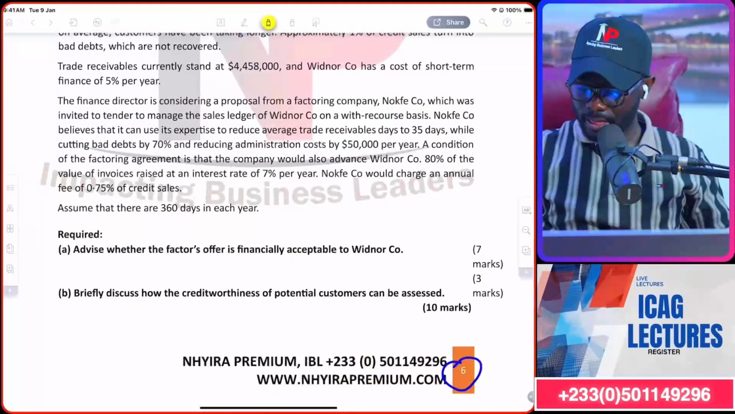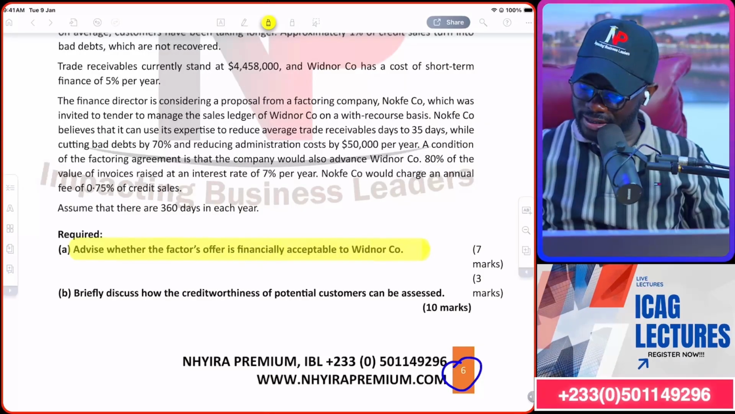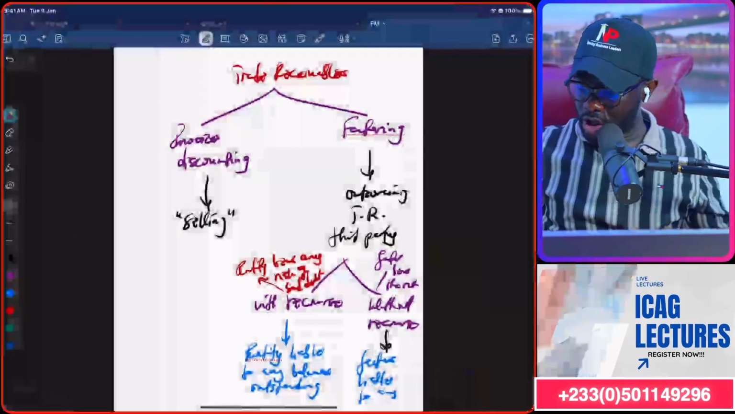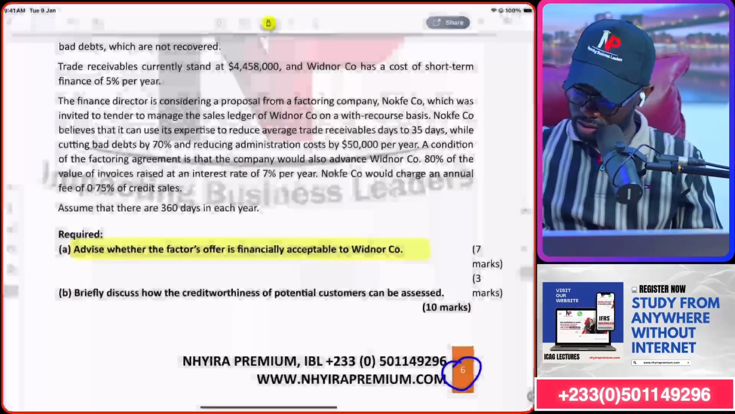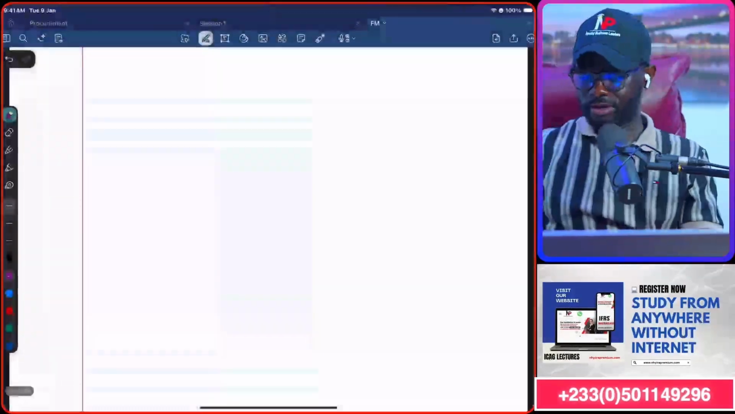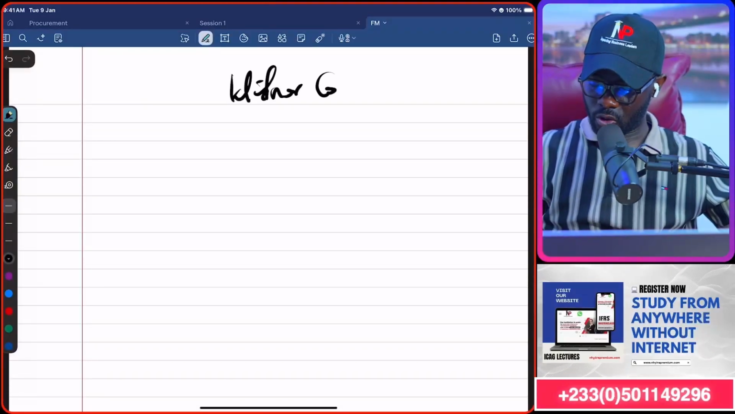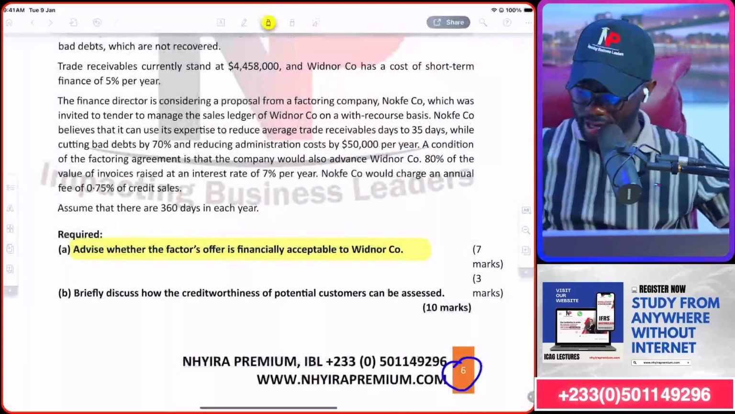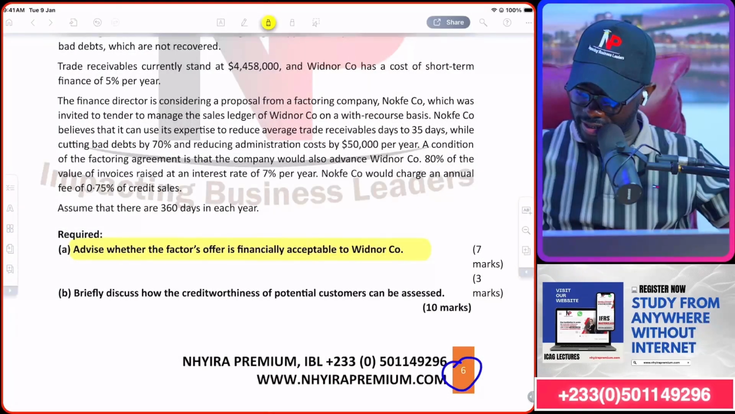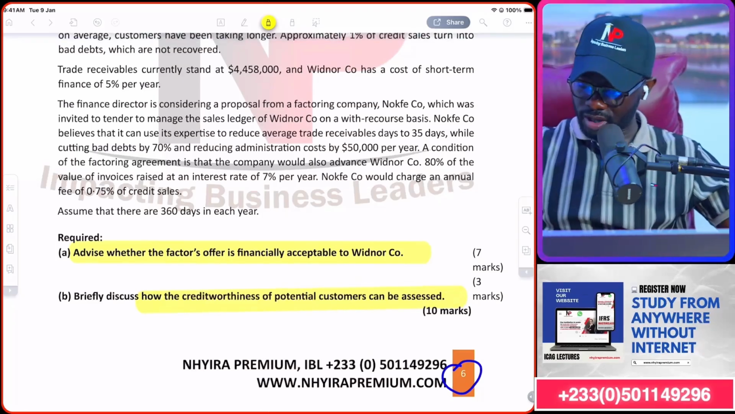A. Advise whether the factor's offer is financially acceptable to Window Co. Is it Window? Window, okay. Window Co. So let's see. Then B says briefly discuss how creditworthiness of a potential customer can be assessed. We'll come back to that.